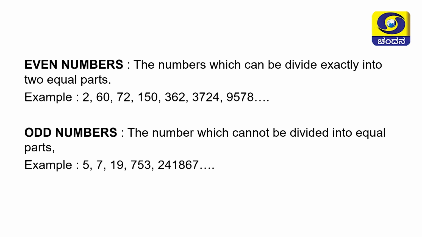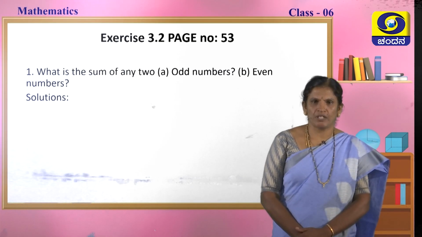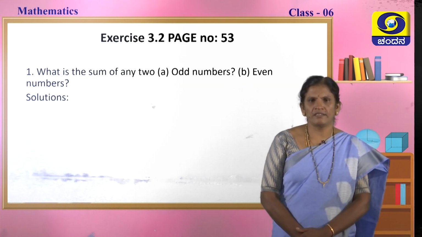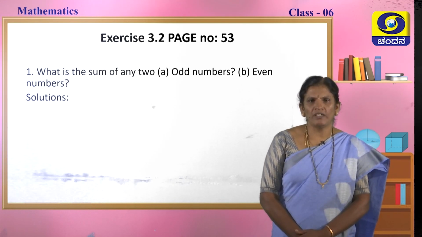If the number is big, by seeing the ones place digit we can tell whether it is odd or even. Now come to the exercise part, children. Let us solve the problem. First question is, what is the sum of any two odd numbers and any two even numbers?